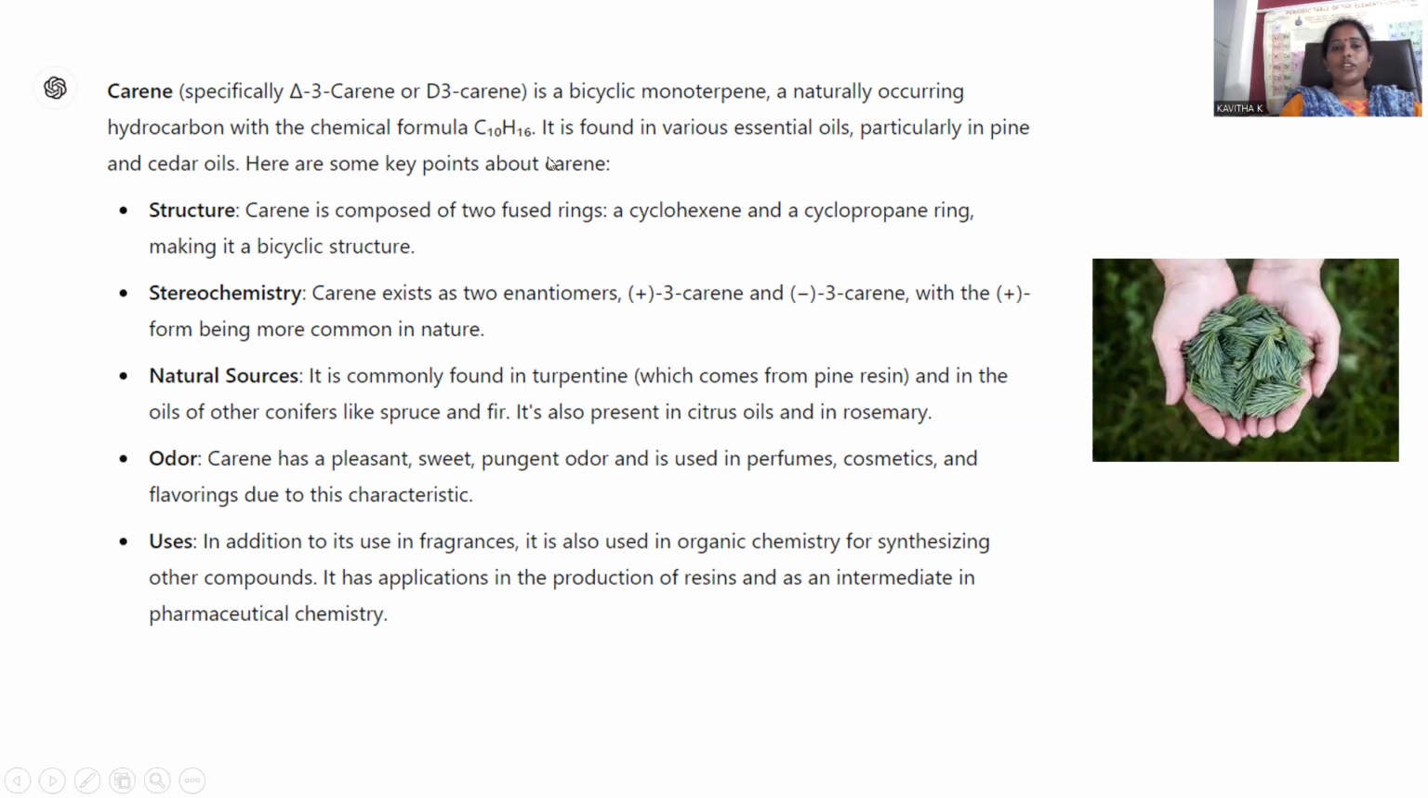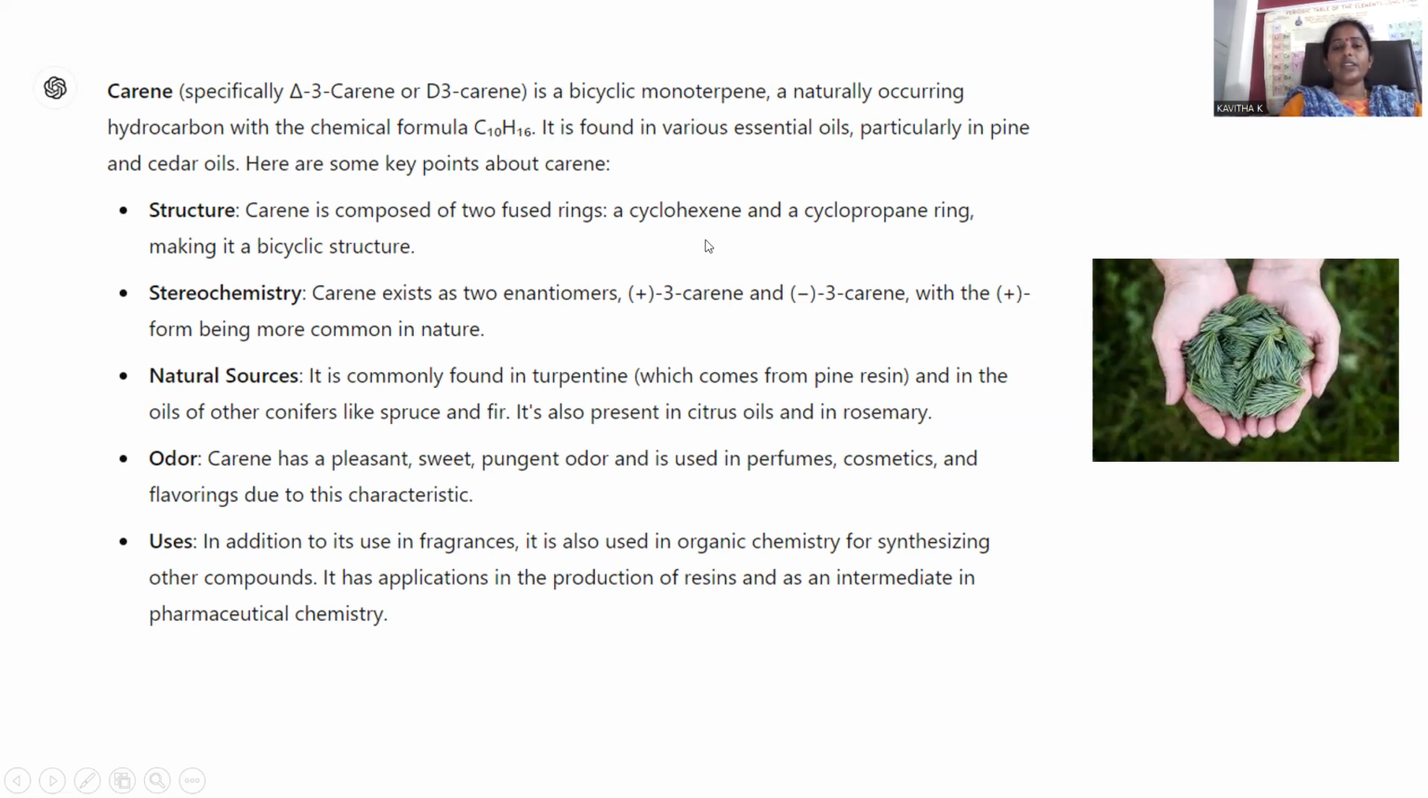It is a kind of monoterpene. It is found in various essential oils, particularly in pine and cedar oil. Here are some key points about carene. Some points are mentioned here. It's a structure composed of two fused rings. Being bicyclic, we can say two ring structures will be there.